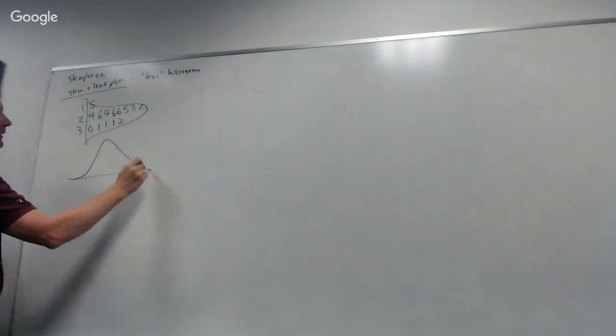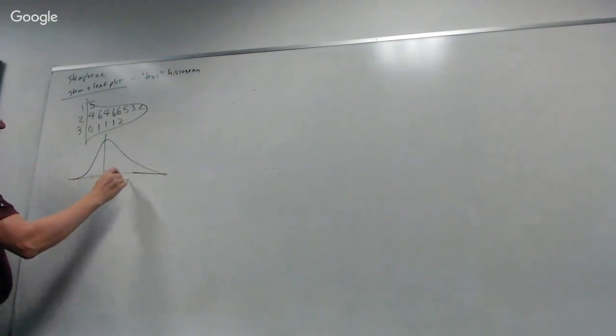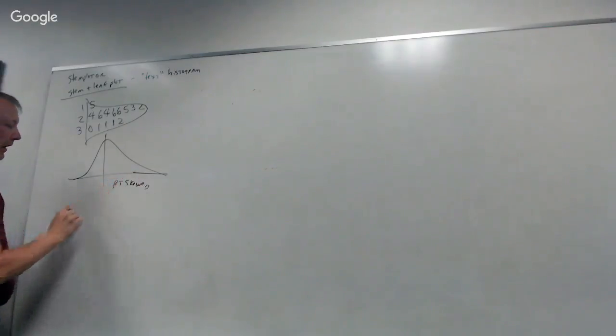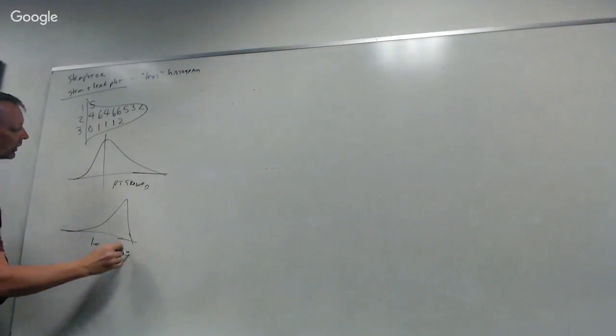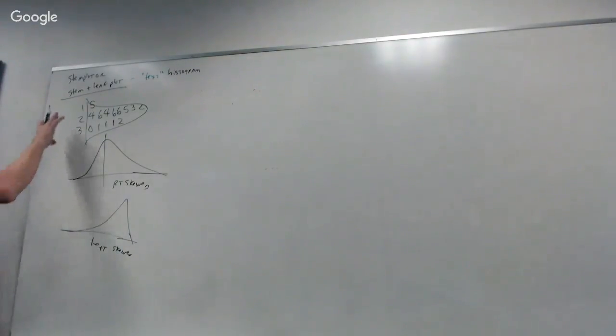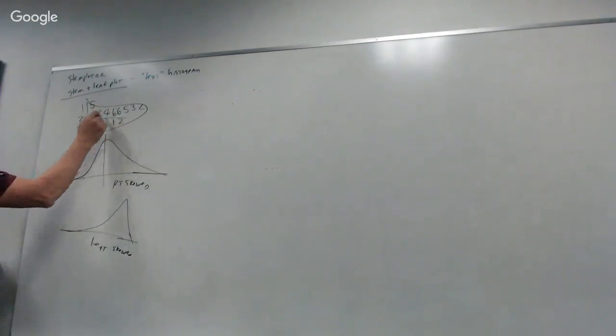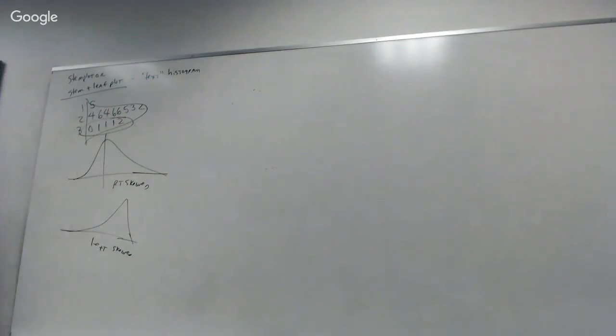Left skewed. Okay, so when you're looking at this, well, let's ask it this way. What is that? That's right. That would be right skewed. And this would be left skewed. Okay, so if I turn my head like this, you're always going from low to high. This tail's bigger, right? So that would be right skewed. Okay, so that would be an example of right skewed.